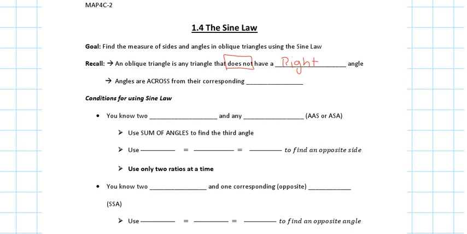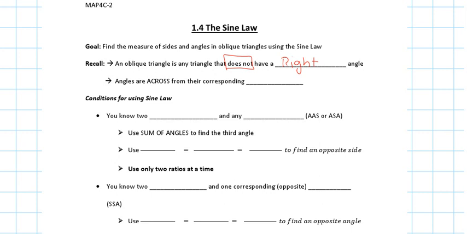Once we move out of the right angles, then we call them an oblique triangle. Now we have two kinds of oblique triangles. We have the acute triangles and the obtuse triangles, but it doesn't matter. They're both called, in general, oblique triangles.